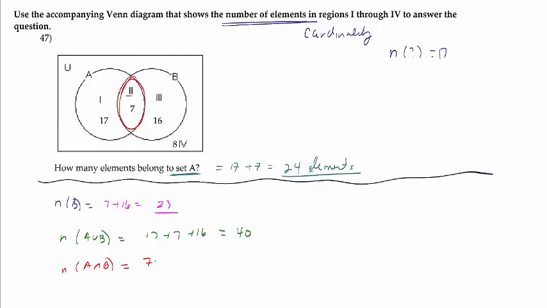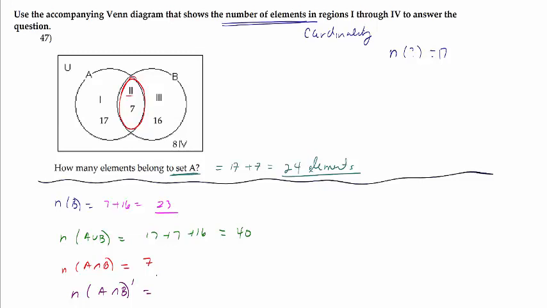Oh, you know what? I am going to do one more. Last one here. Okay, let's go ahead and look at the number of elements that are not in A and B.